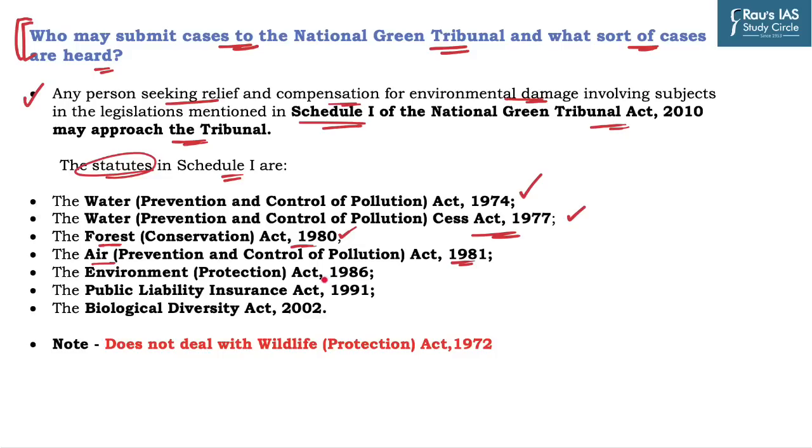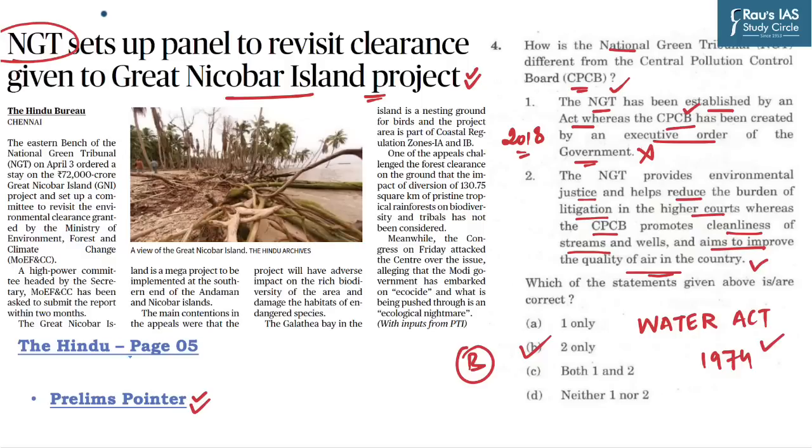The fifth one is the Environmental Protection Act 1986. The sixth one is the Public Liability Insurance Act 1991. And the last one is the Biological Diversity Act of 2002. Now any case which falls under these acts can be filed with the National Green Tribunal. And one important piece of information is that the cases under the Wildlife Protection Act of 1972 are not dealt with by the National Green Tribunal. And to summarize our discussion, first of all, we have seen the context, its relevance for the prelims exam.